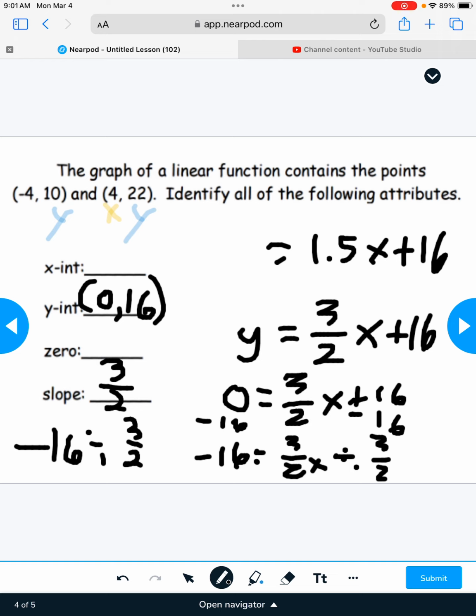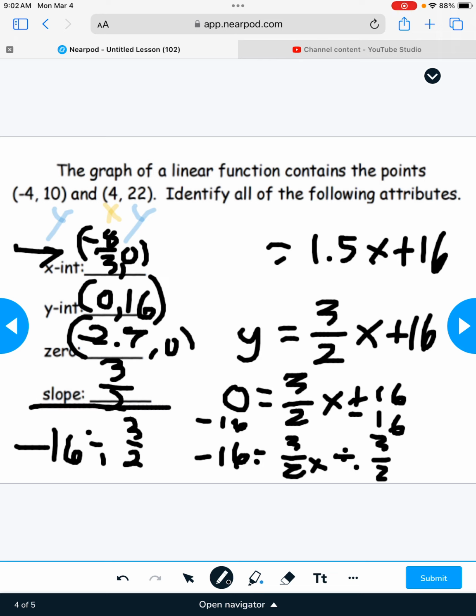Okay, I get negative 16 divided by 3/2. It gives me negative 8/3. We can keep it as negative 8/3, 0. Or if you want to convert that to a decimal, it would be Control Enter, and you would get negative 2.70. But honestly, it's most likely going to be given to you as a fraction of negative 8/3. But these would be the answers that we would look for here.